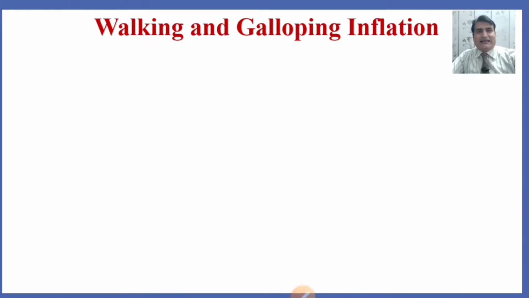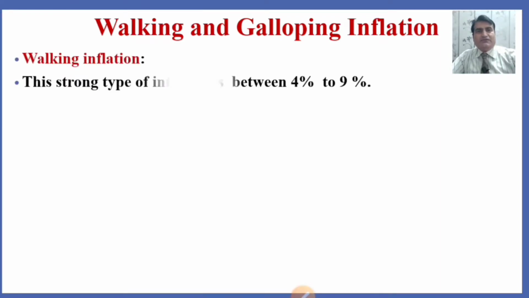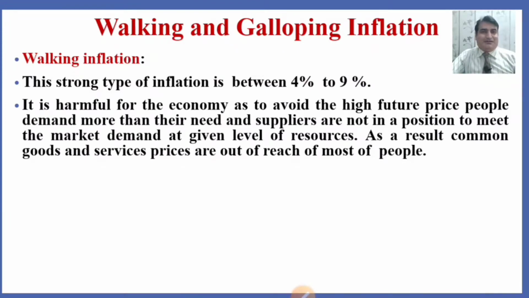What is walking and galloping inflation? Walking inflation means this strong type of inflation is between 4% and 9%. If the rise in price is between 4% to 9%, such type of inflation is called walking inflation. It is harmful for the economy. To avoid the high future price, people demand more than their need, and suppliers are not in a position to meet the market demand at the given level of resources. As a result, the prices of common goods and services are out of reach of most people.